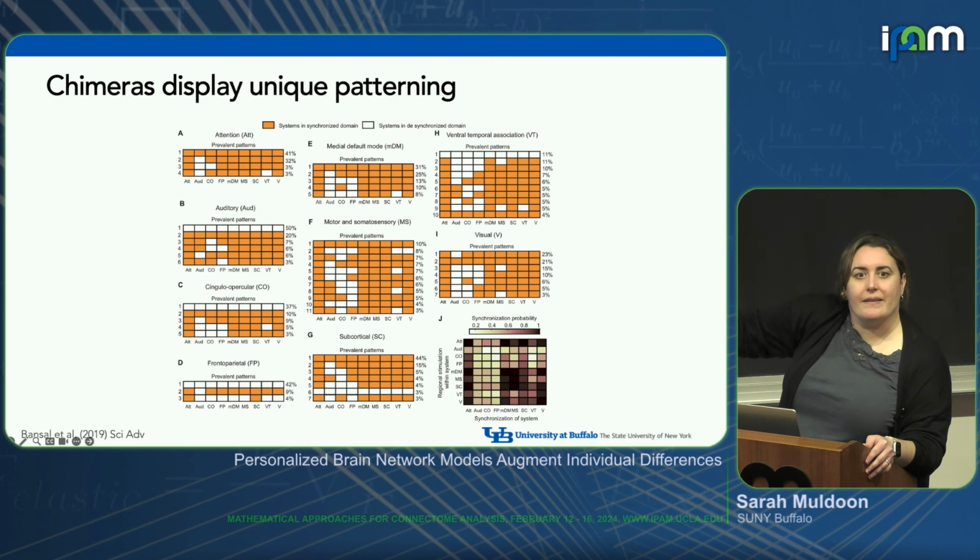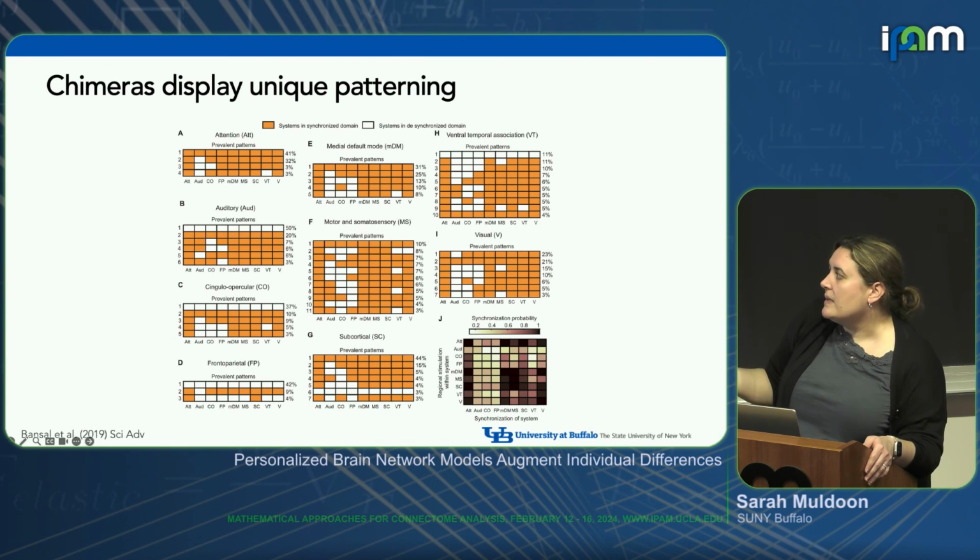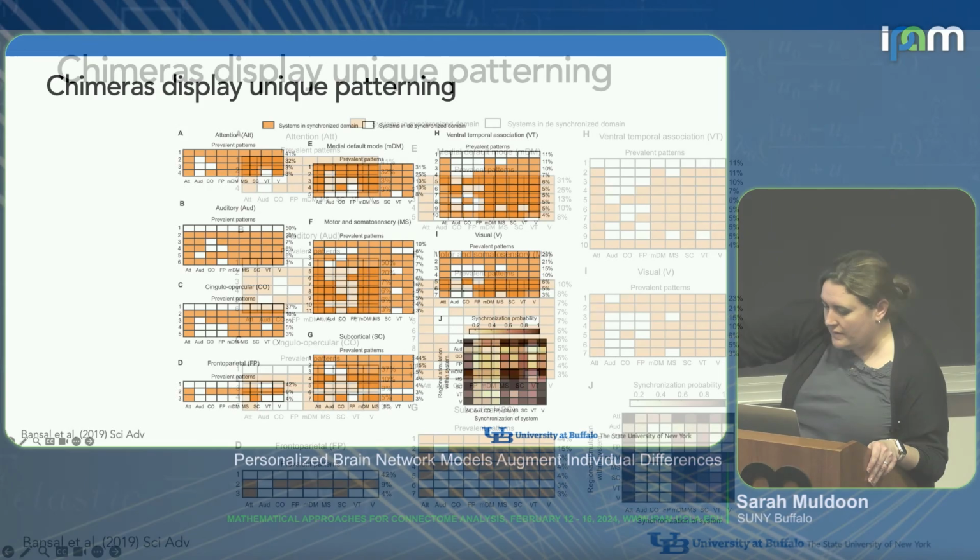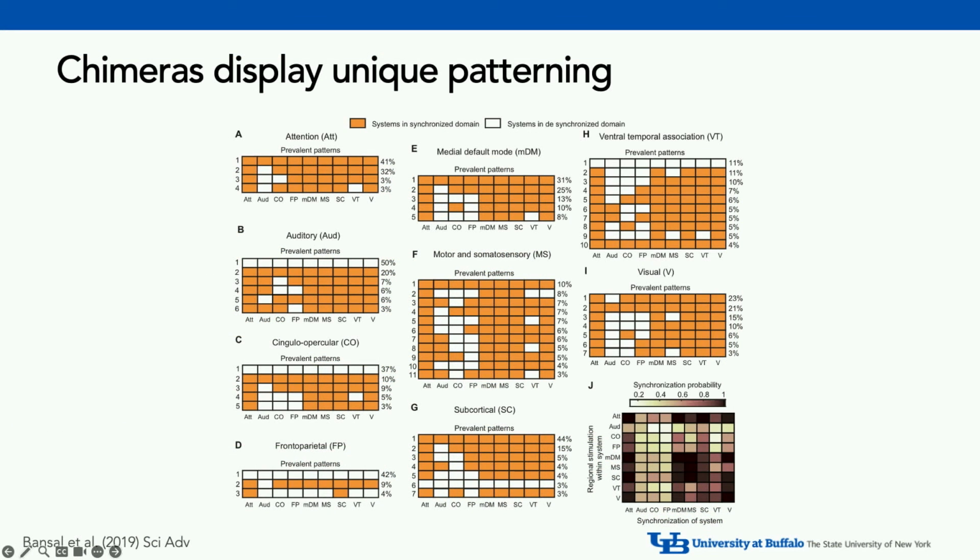44% of the time you get the coherent state. Then you have this other pattern that shows up 15% of the time, and the rest of them show up only a few times. If you look at the frontoparietal here, we have, what is that, 42% of the time you get the metastable state, and then very rarely you get these chimera states.